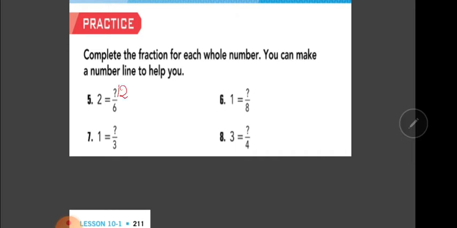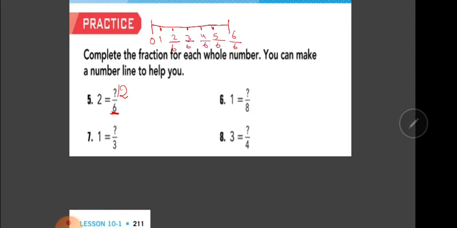I want to know my whole. It will be 12. If you don't know, you can draw them. How many pieces will you cut your whole into? Into 6 pieces. 6 equals the parts. This is my number line, and this is a half of it. Okay, so this is 1, 2, 3, 4, 5, 6.